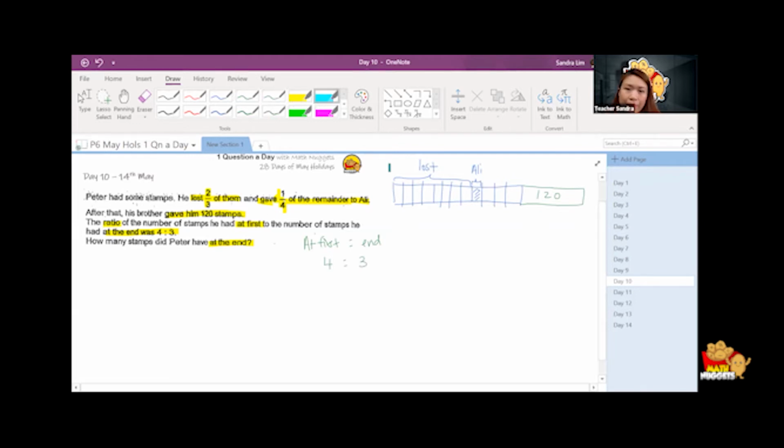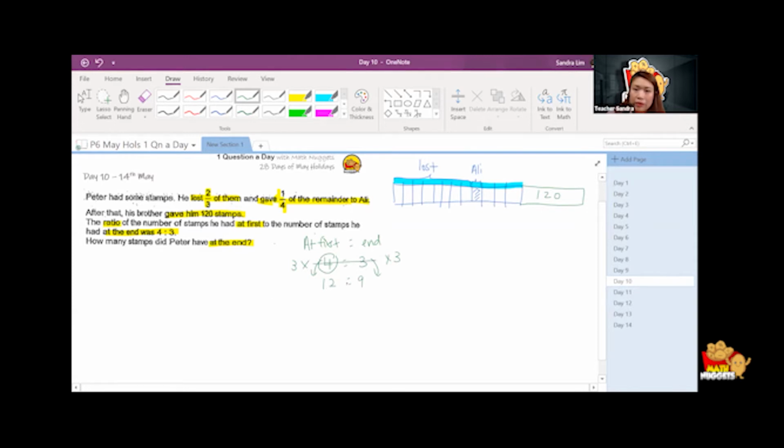At the beginning, this Peter, he had from here to here, right? That's how many units? That's 12 units, isn't it? So I'm going to have to make this at first 12. Okay, so if I make it 12, I'm going to times 3. Remember to times 3 the other side as well. So this becomes 12:9. Okay, so I cross out the old one, I don't want it anymore.